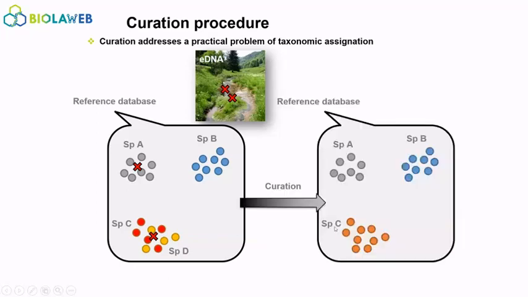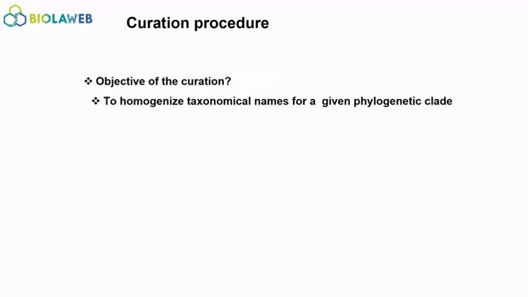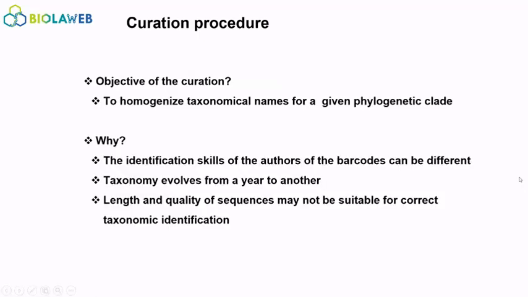So really the curation procedure will be to homogenize each clade, each group of sequences, in order to be able to easily give a good species name. That's basically what we are doing. The objective of the curation is to homogenize the taxonomic names for a given phylogenetic clade. Why? Because the identification skill of the authors who produce and publish the barcodes can be different and can evolve from one year to another. So we can have different skills between each other.